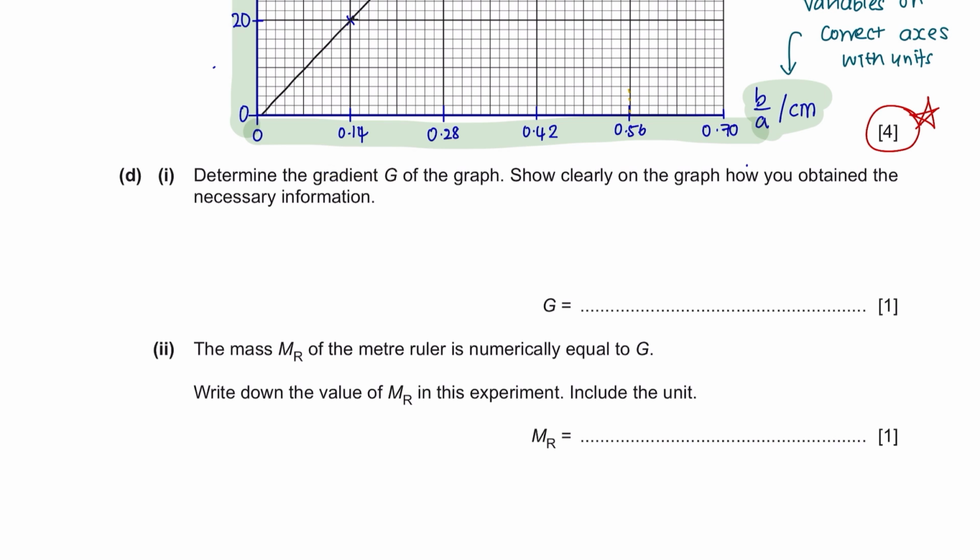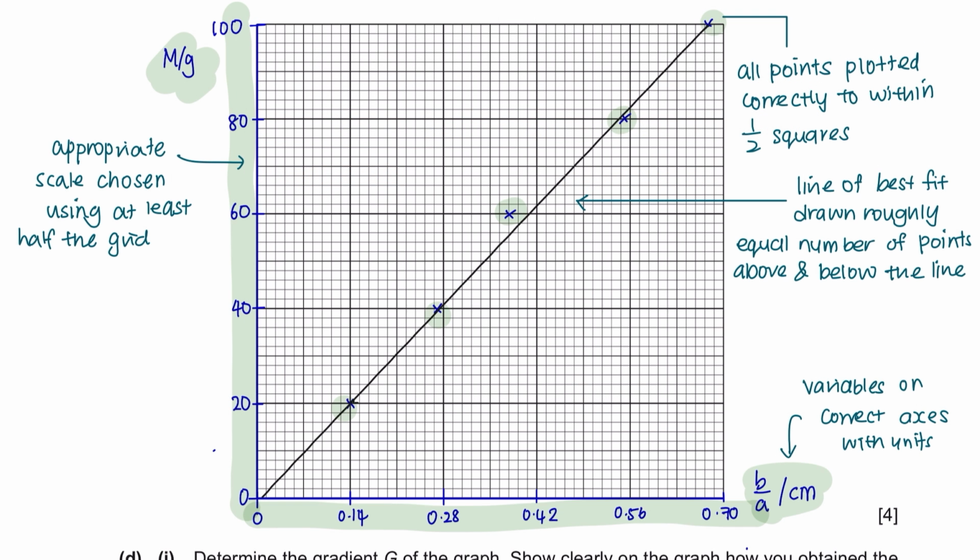Question D, Part 1. Determine the gradient g of the graph. Show clearly on the graph how you obtained the necessary information. Use the triangle method to calculate the gradient. Choose 2 points on the line of best fit. Track the points to each axis by drawing a line with a pencil and ruler. Determine the values of each point on the x and y axis.